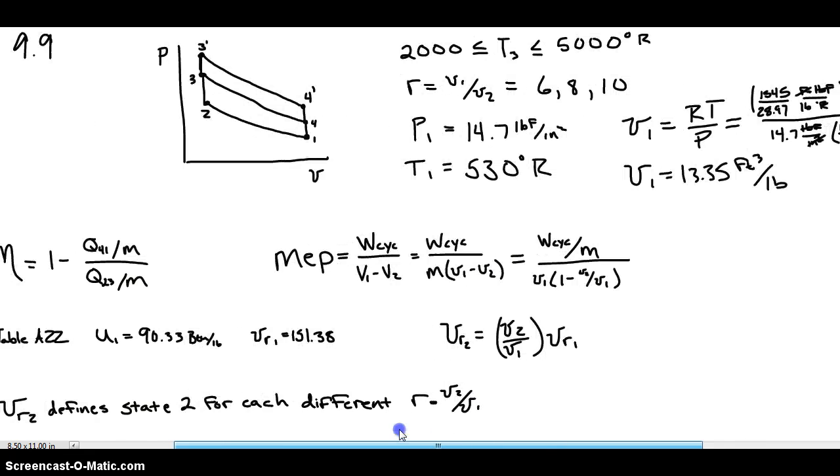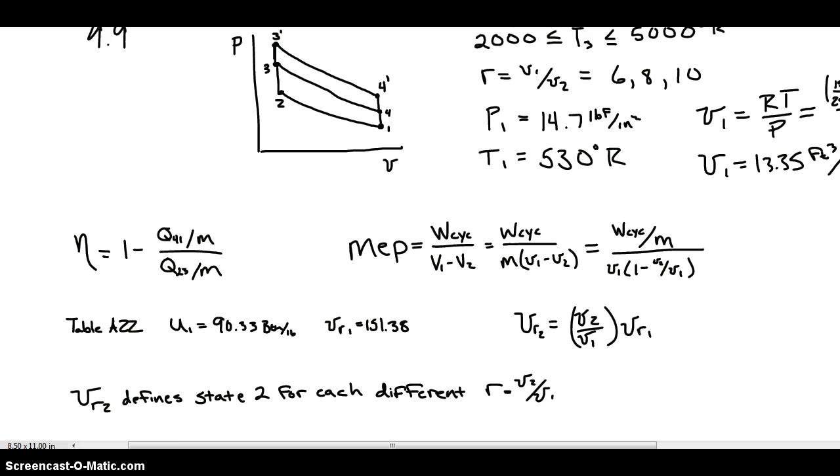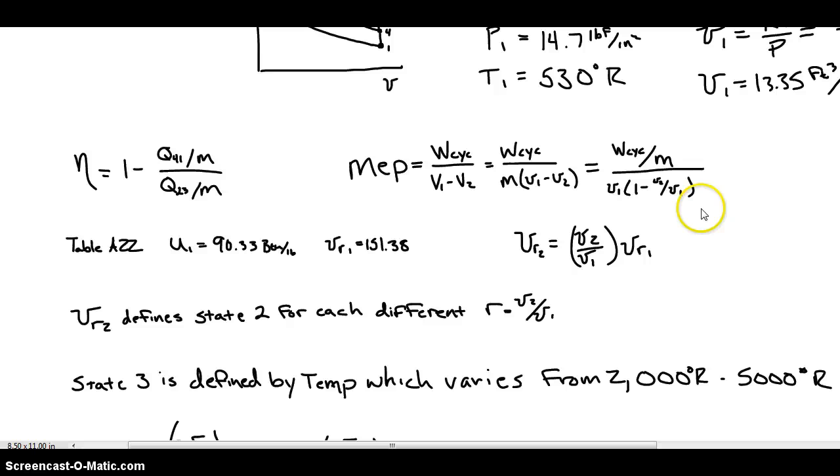Okay, so state 2 is going to be defined by the different compression ratios because state 1 doesn't change. And so we know our specific volume ratio is going to depend on our compression ratio here, because the specific volume at state 1 isn't going to change.